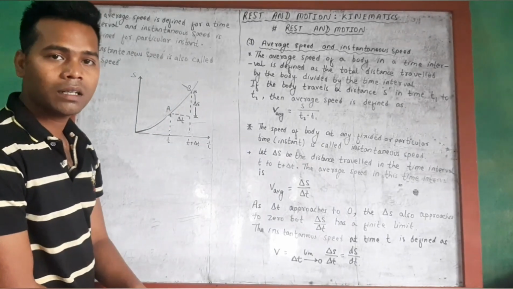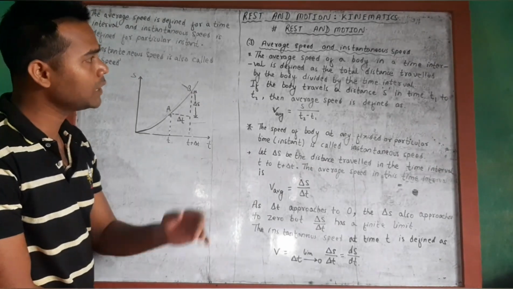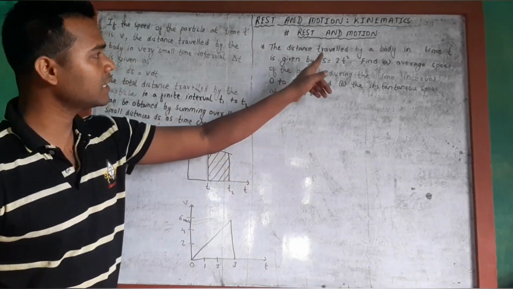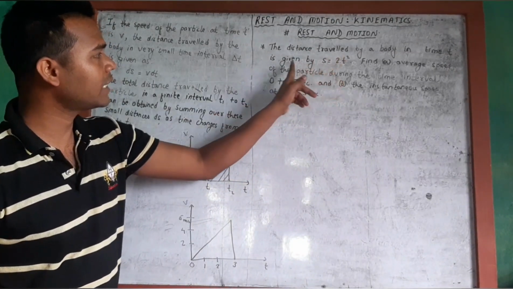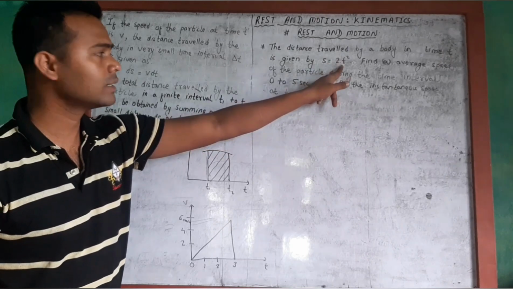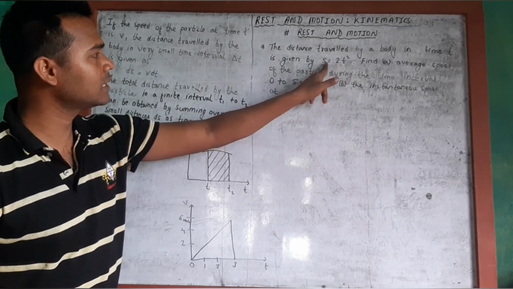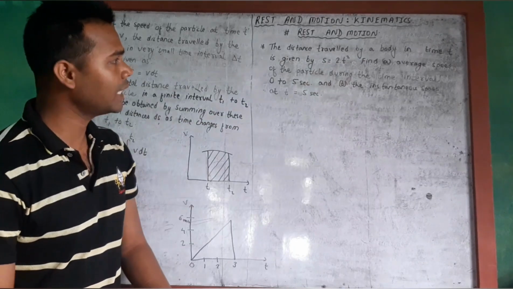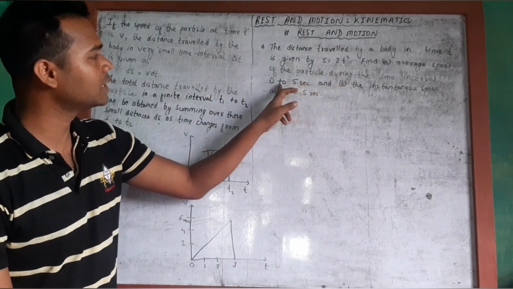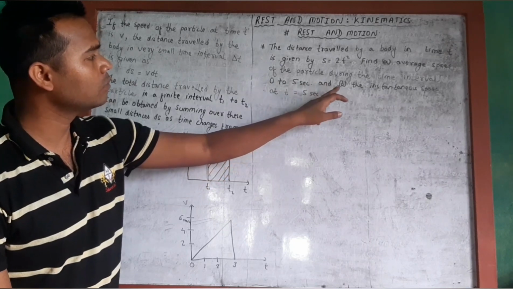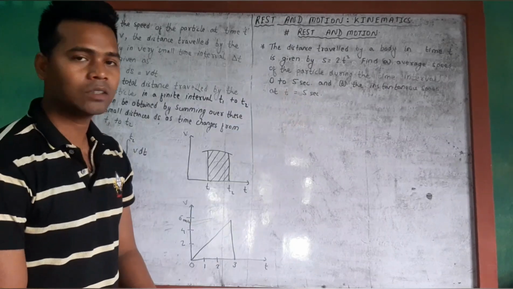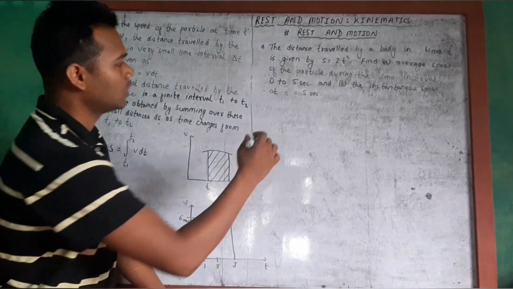Now let us take one example to understand average speed and instantaneous speed. Here the problem is: the distance traveled by a body in time t is given by s is equal to 2t squared. That means this distance is a function of time. (a) Find the average speed of the particle during the time interval 0 to 5 seconds, and (b) the instantaneous speed at t is equal to 5 seconds. Solution.